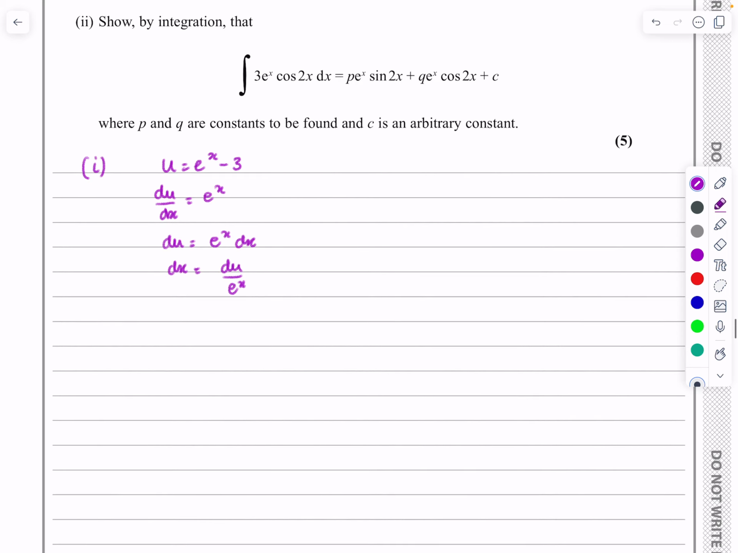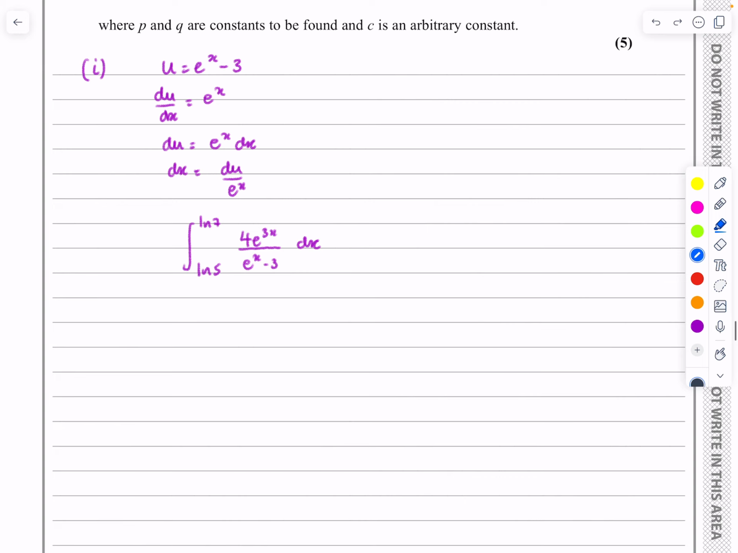If we now look at the original question, which was the integral of log 7 log 5, and we've got 4e to the 3x over e to the x minus 3 dx. Well, I can see here straight away that that's just going to be u there, so that can be replaced. I'm also going to replace the dx part here, and let's see what we get. We get the integral between log 7 and log 5 of 4e to the 3x all over u. The dx is taken care of by the du over e to the x here.